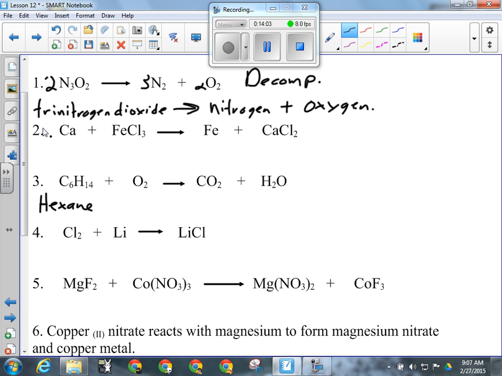Now, we said this is single replacement. Now we've got to write out the names. Obviously, since calcium is by itself, we don't change its name at all. Calcium plus, and then this is iron chloride.